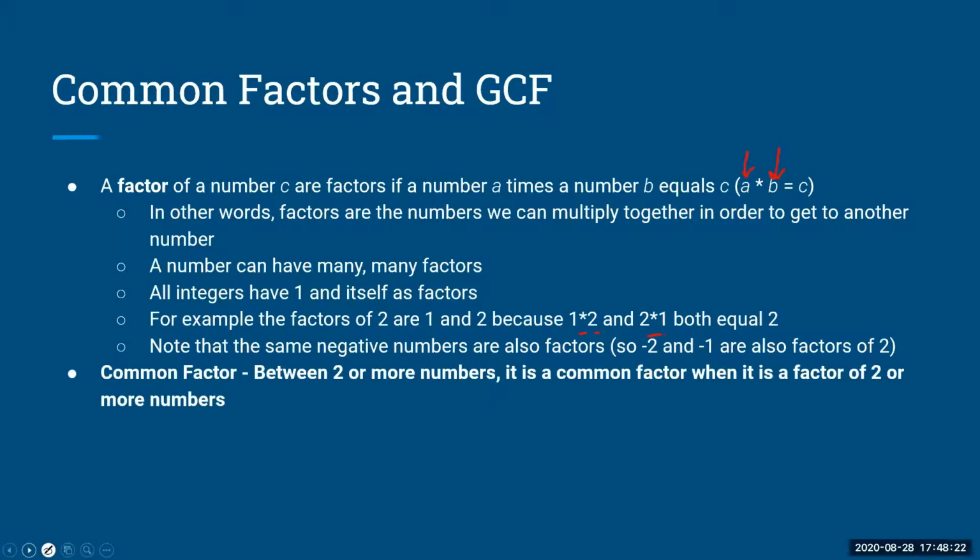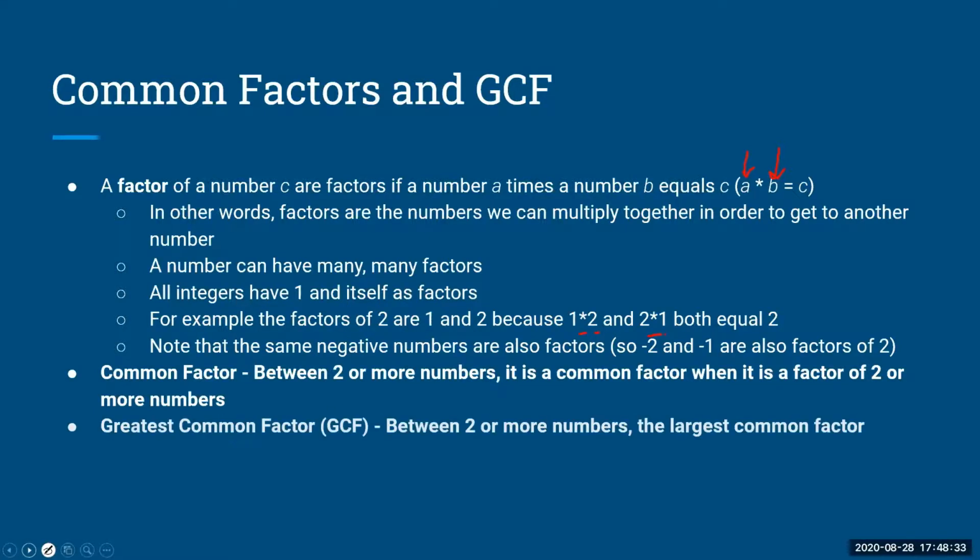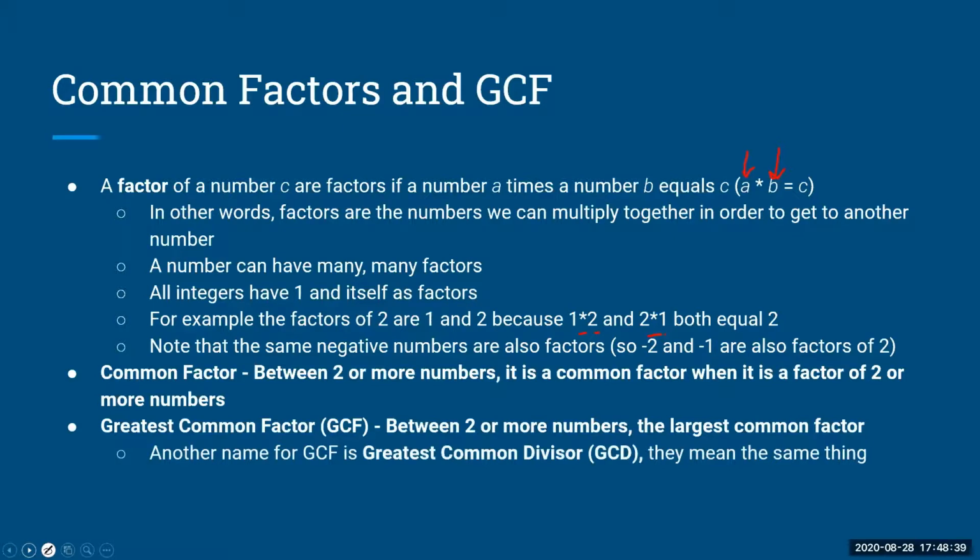A common factor between 2 or more numbers is a factor of 2 or more numbers. When 2 or more numbers share factors, they're common factors. And the greatest common factor is the biggest common factor between 2 or more numbers. Another name for greatest common factor is the GCD, greatest common divisor. I've never heard it like that, but they call it that these days. I didn't learn that as a kid.